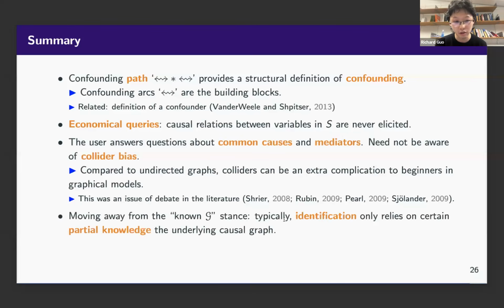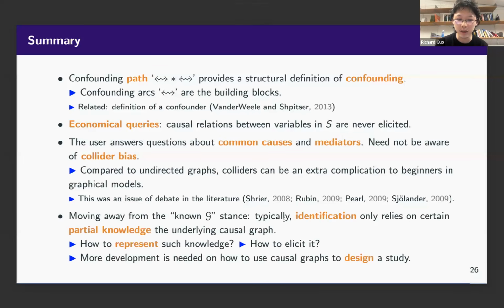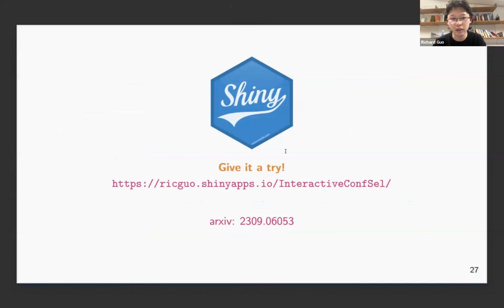Also, this is a call to re-examine the stance of the known G assumption. A lot of identification problems only rely on certain partial knowledge about the graph, and it's worth thinking about how to articulate the representation of such partial knowledge and how to elicit it. More development is needed to use causal graphs for practitioners to design an observational study. Thank you very much for your attention, and I would encourage everyone to try our Shiny procedure.